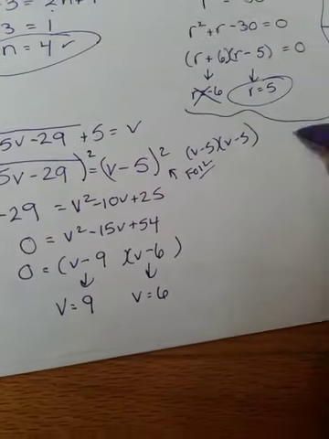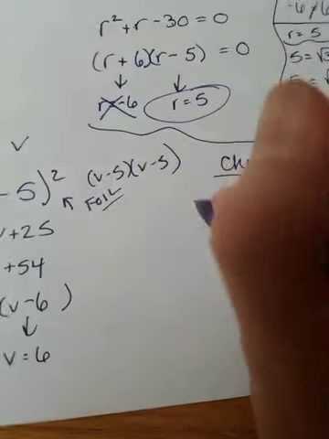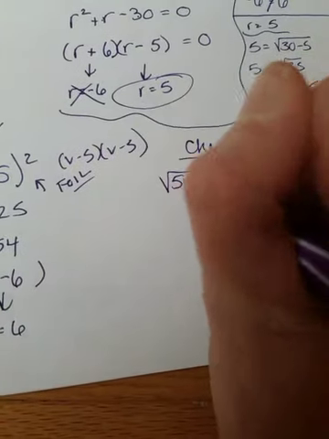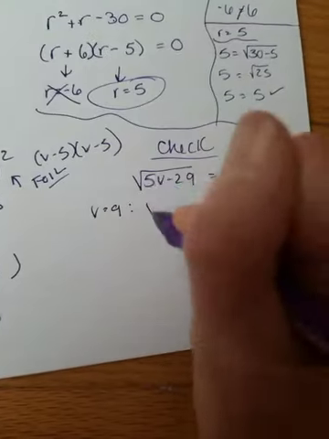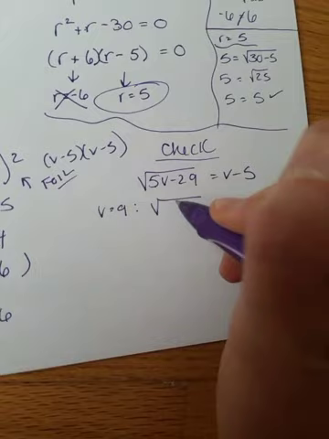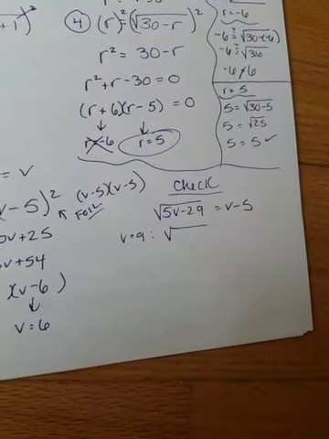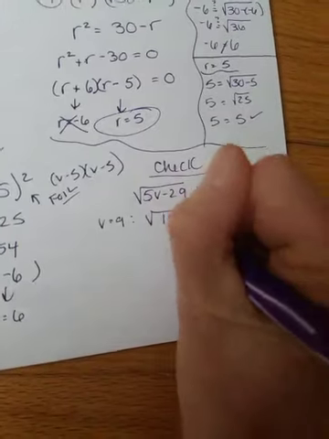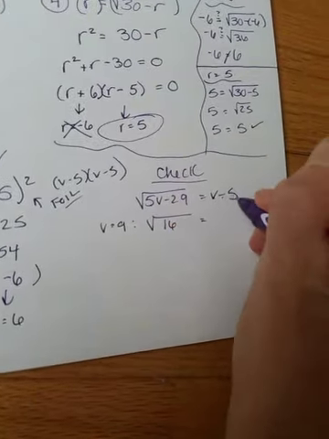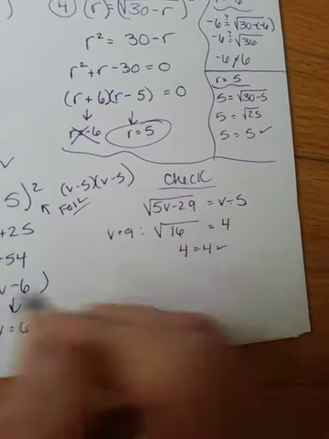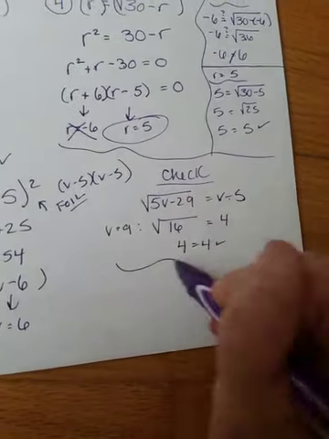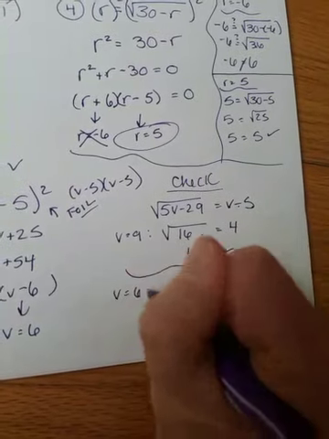But again, I need to check these. The original problem, I'll write it out, was this: square root of 5v minus 29 equals v minus 5. So we'll check v equals 9. 5 times 9 is 45, and 45 minus 29 is 16. 9 minus 5 is 4. So is 4 equal to 4? Yep. So 9 works.